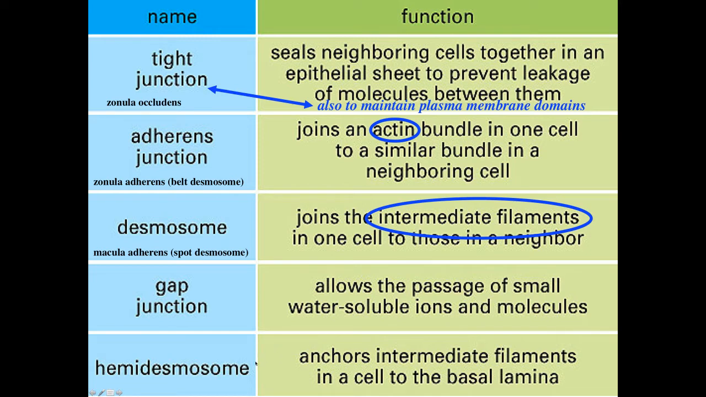And we'll talk about hemidesmosomes. These are junctions in a sense that they're structures. They're not really junctions because they don't bind cell to cell, but they bind cell to the basal lamina. So they function by attaching intermediate filament proteins through the membrane onto proteins in the basal lamina.